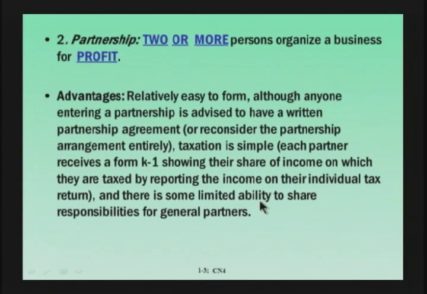Now that there is more than one partner, there might be some ability to share responsibilities or to specialize a little bit more than under a proprietorship, but again, partnerships don't do that quite as well as we'll see corporations are able to do.